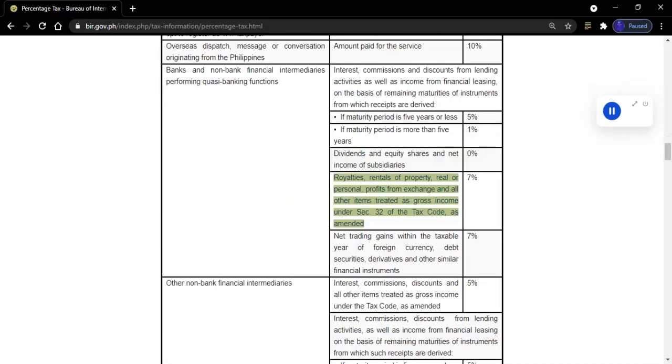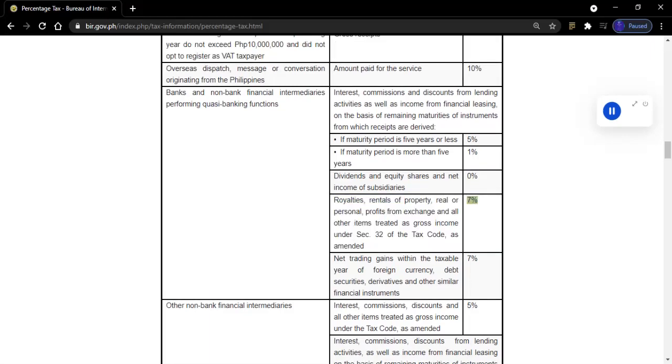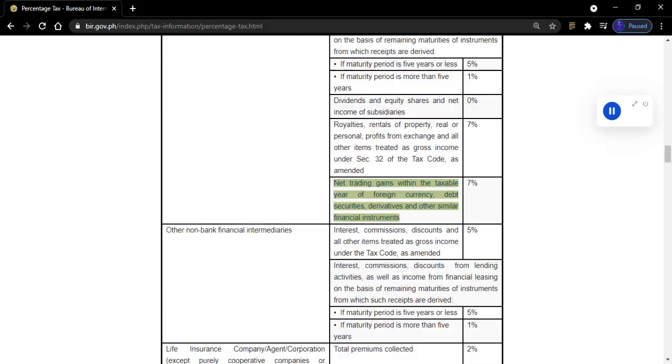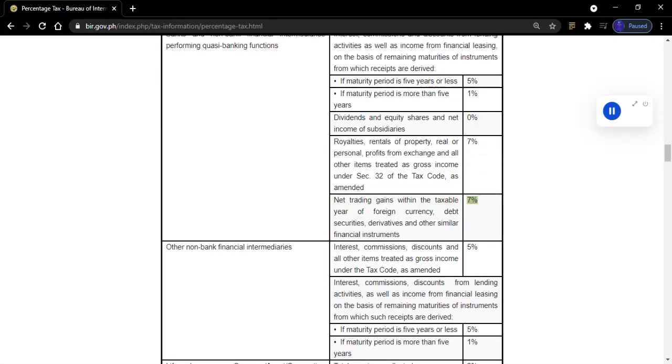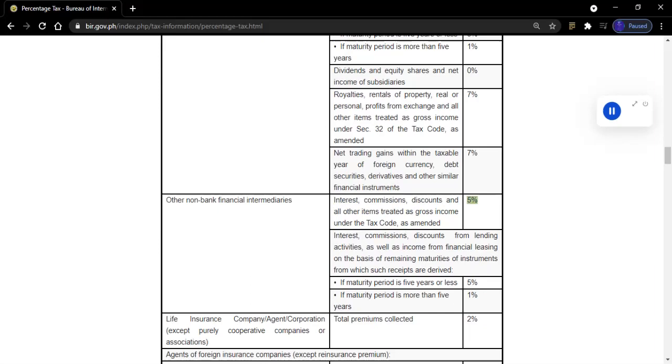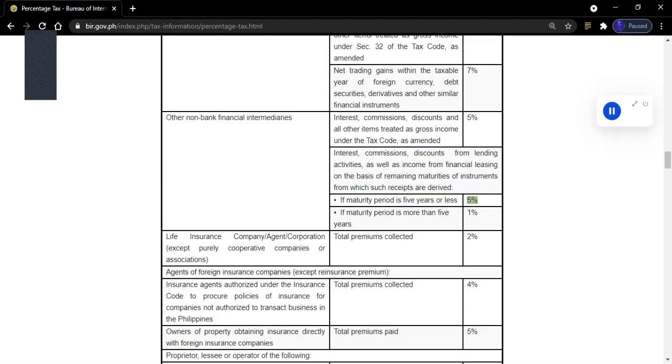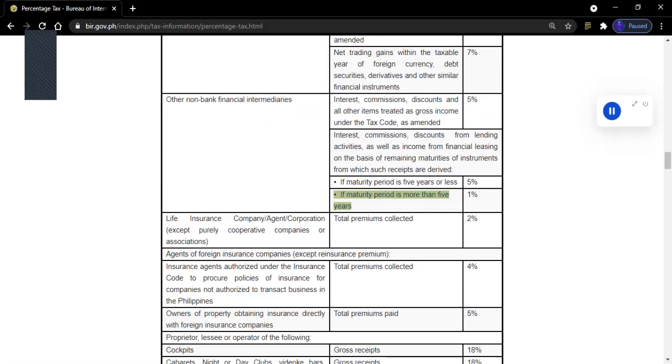Royalties, rentals of property, real or personal, profits from exchange and all other items treated as gross income under Sec. 32 of the Tax Code, as amended: 7%. Net trading gains within the taxable year of foreign currency, debt securities, derivatives and other similar financial instruments: 7%. Other non-bank financial intermediaries: interest, commissions, discounts and all other items treated as gross income under the Tax Code, as amended: 5%. Interest, commissions, discounts from lending activities, as well as income from financial leasing on the basis of remaining maturities of instruments from which such receipts are derived. If maturity period is 5 years or less, 5%. If maturity period is more than 5 years, 1%.